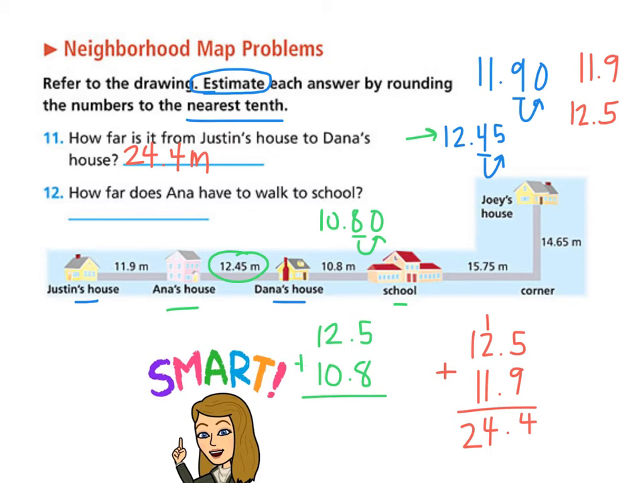Now I'll add these two together to figure out the distance she has to go. 5 plus 8 is 13, carry the 1. 1 plus 2 plus 0 is 3, and 1 plus 1 is 2. So the estimated distance is 23 3/10 meters.